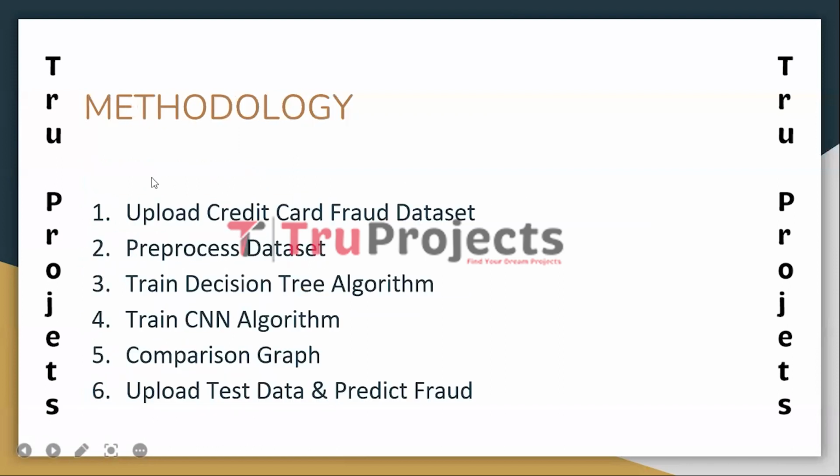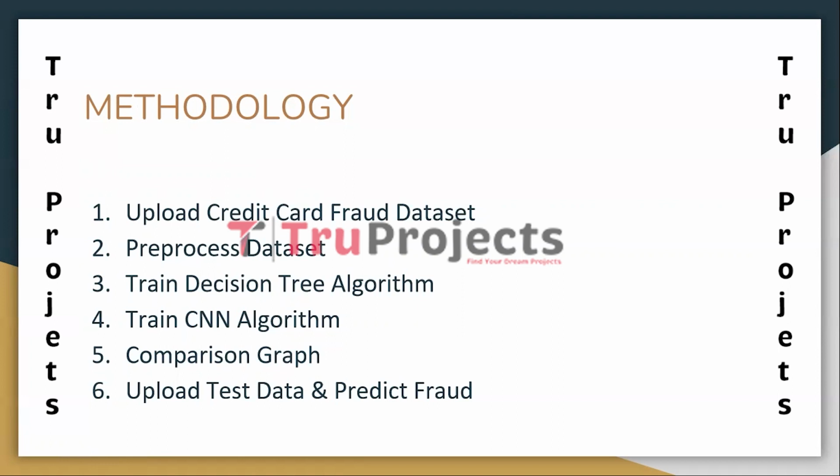To implement this project, we developed 6 modules. The first module is upload the credit card fraud dataset. In this module, we will upload the dataset consisting of the credit card details. The second module is pre-process the dataset. In this module, we will read the whole dataset, remove the missing values, and then apply the class imbalance algorithm called SMOTE to make the dataset with an equal number of classes.